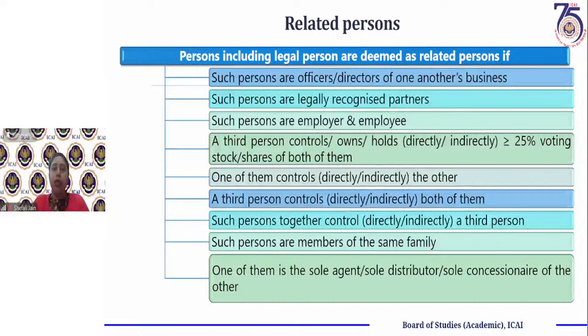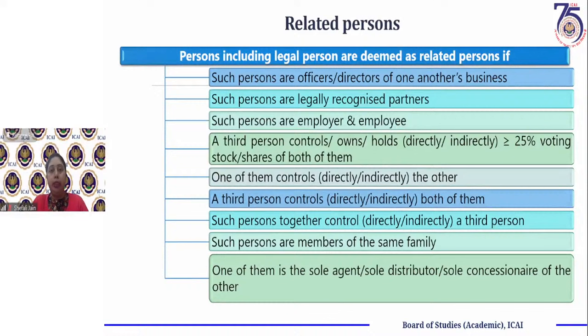Another case could be that A Limited has all the power to take the major decisions in B Limited, the policy decisions, the management decisions, everything is in the hands of A Limited. Then A Limited would be considered to be controlling B Limited, and A Limited and B Limited will be related.